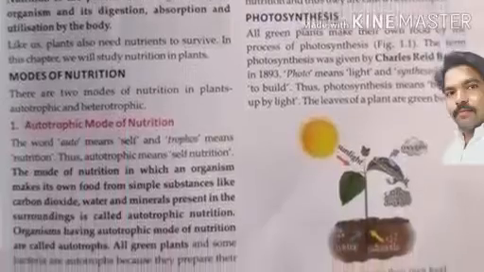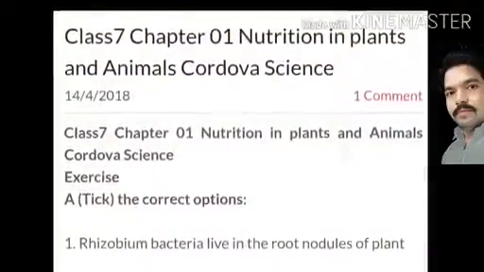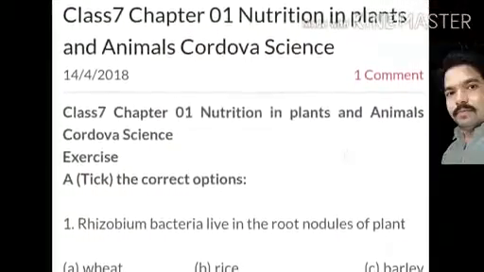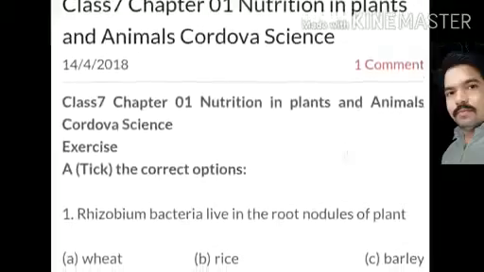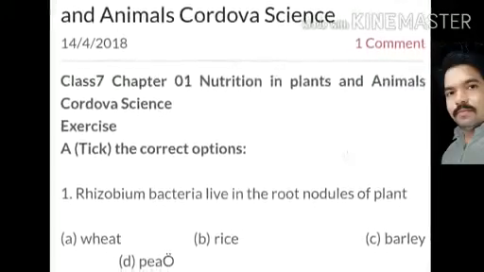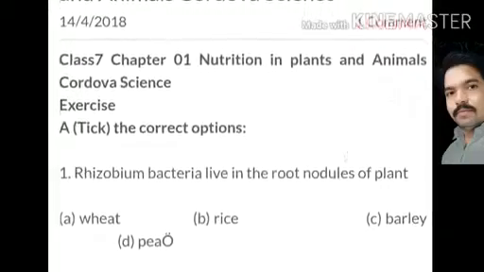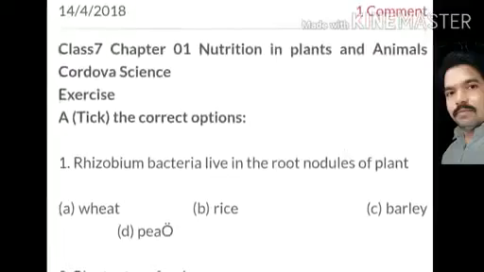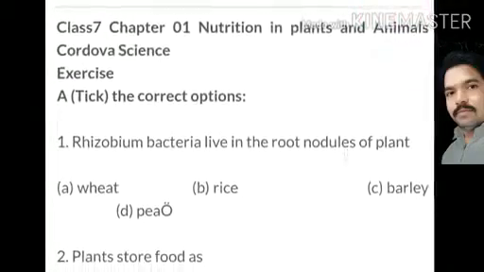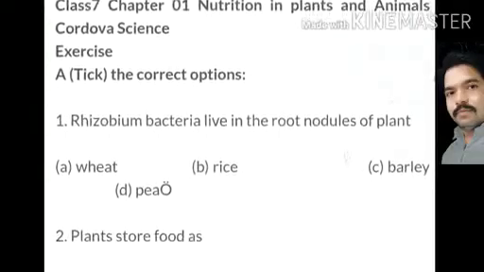Okay. So, first is take the correct options. In take the correct option, the first question is: Rhizobium bacteria live in the root nodules of plant. Option A wheat, rice, barley, pea. So the correct option is option D, pea. As you know, it is a leguminous plant.